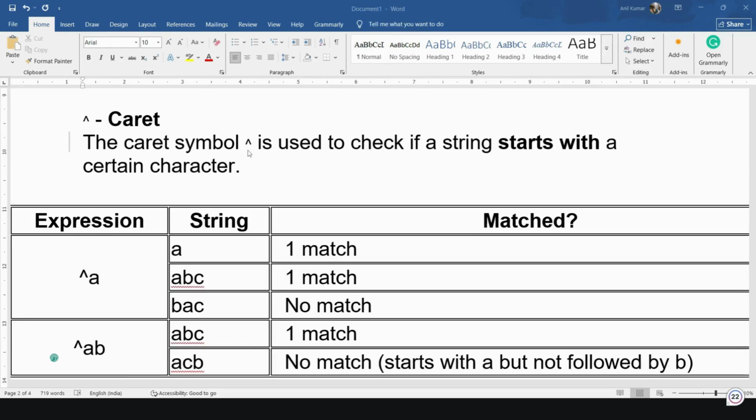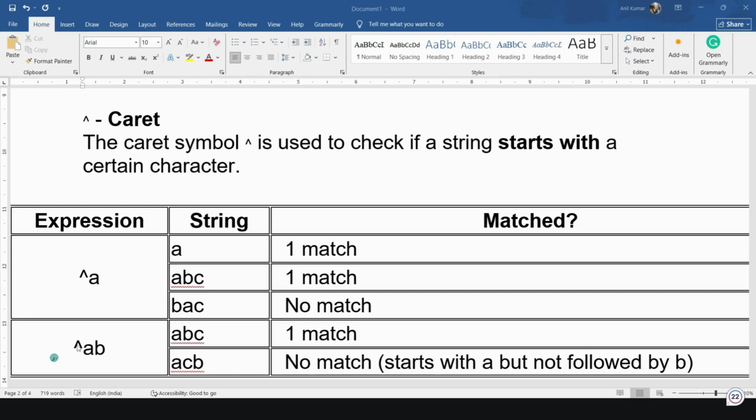Now the caret symbol is used to check if a string begins with or starts with a certain character. For example, here we have given caret followed by small a. So if I'm taking this as a string A, this is matching because it's beginning with A. Similarly, here I've taken one more string, say ABC. It also begins with the small a, hence this is also matching. But if I'm taking BAC, even though A is available, it is not at the beginning, hence there is no match found.